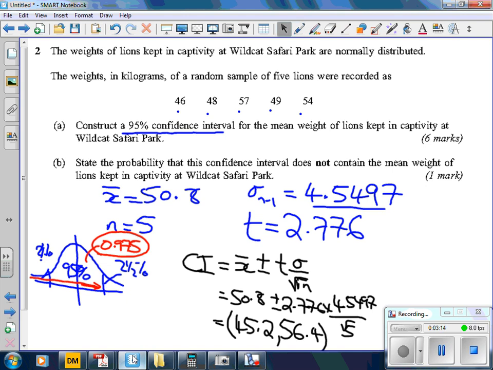The last bit of this question just says, well, what's the probability that the confidence interval does not contain the mean? And you can see that from this picture here. Well, we've got this bit here and this bit here. If the mean's up here, then the confidence interval doesn't include the mean. So it's clearly 5%. And you're getting it from the confidence interval there.